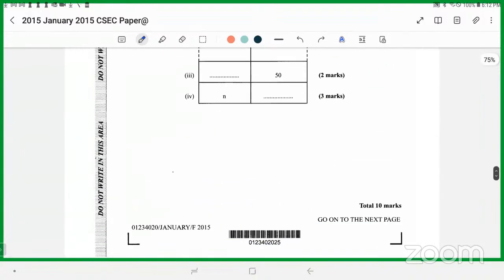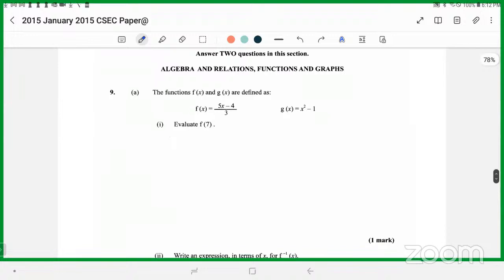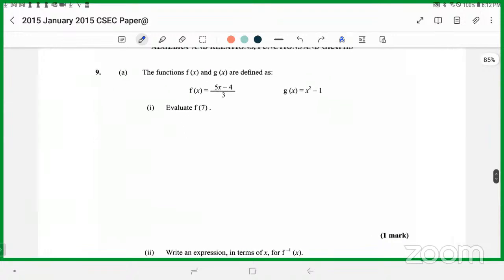Don't reach that yet. But we have done functions, so yes, we can do this one now. Number 9. It gives us these two functions, f of x and g of x. It wants us to find f of 7, which is to plug 7 into the f function right there. So this becomes equal to 5 times 7 minus 4, over 3. So 5 times 7 is 35. 35 minus 4 is 31. 31 over 3.